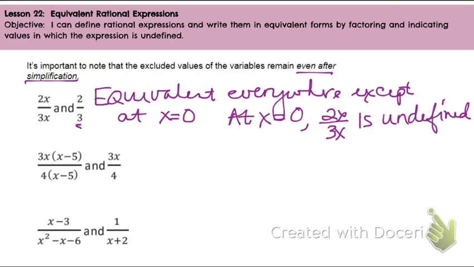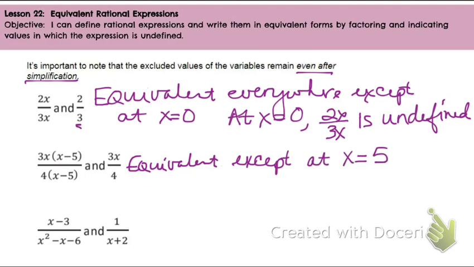For the second one, they're equivalent at everything except at x equals 5. So it's undefined there.